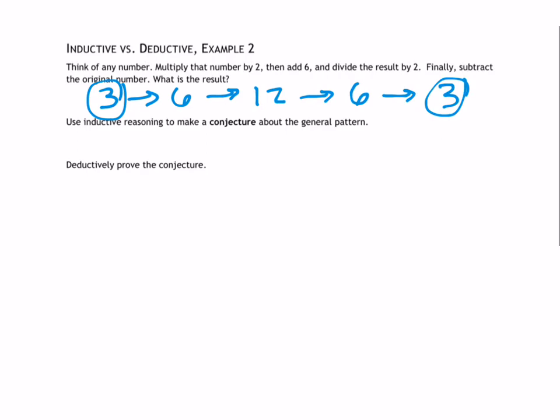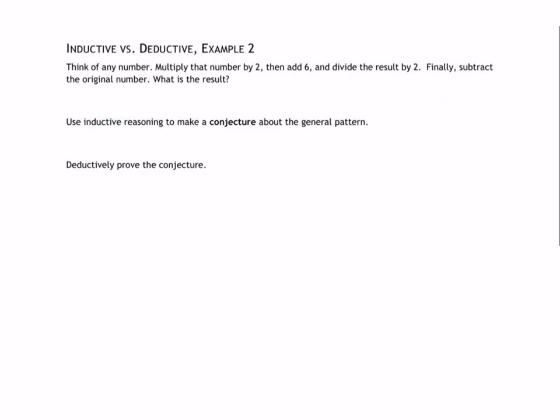Okay, so if I had chosen maybe a 5 here, let's just do one more. So if you start with a 5 and double it, add 6, divide by 2, and then subtract the original number 5, you always end up with a 3. Right? So inductive reasoning is this whole process of looking at examples. So you would look at the example of what happens when you start with 5, the example when you start with 3, the example when you start with 8. Maybe you got creative and started with a decimal or a fraction or something like square root 3.